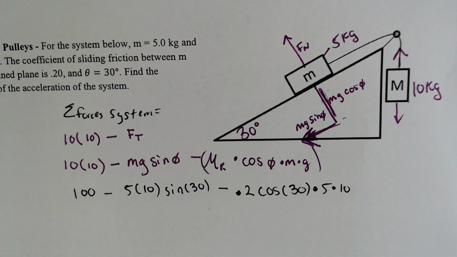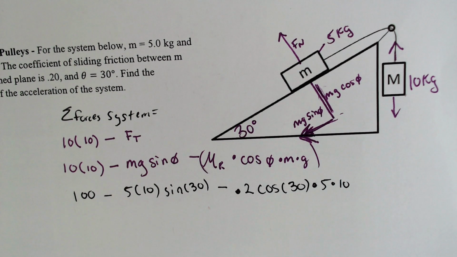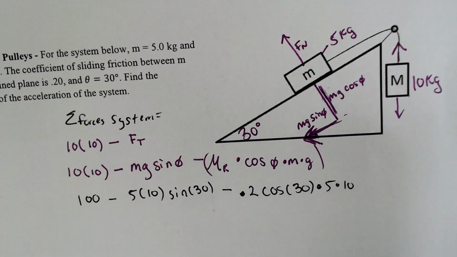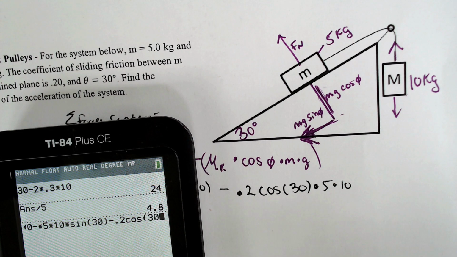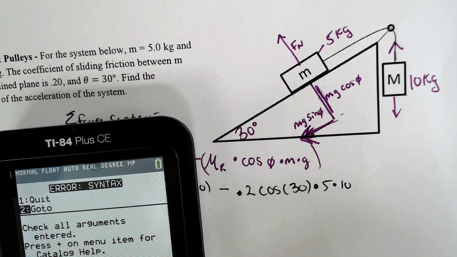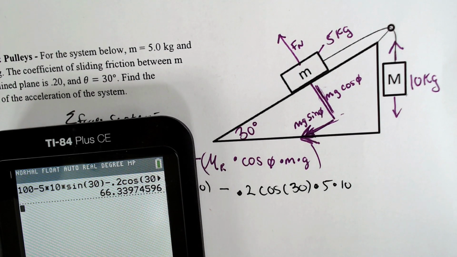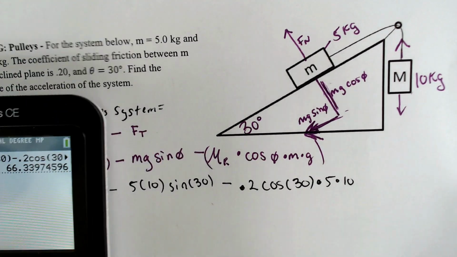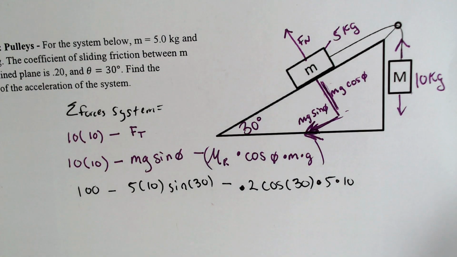I got 100 minus 5 times 10 times sine of 30 minus 0.2. I'm using a calculator. 0.2, now I covered up my problem. Times cosine of 30 times 5 times 10. And I get a syntax error. There we go. Fixed syntax error. We get 66.397. I hope that is right, after having an issue with my syntax error. Well, let's see if it is.